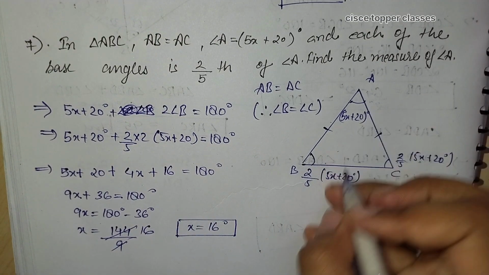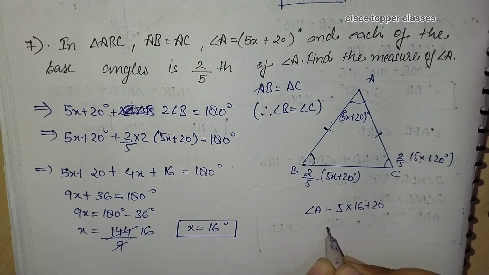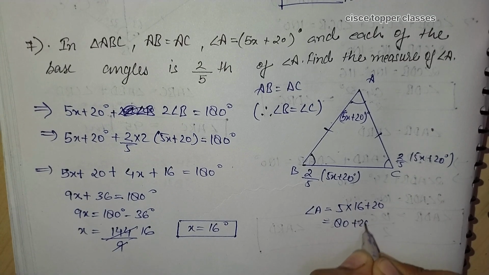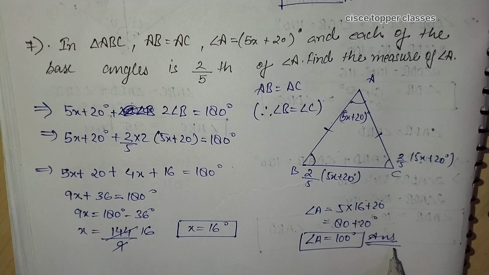Now we have to find the measure of angle A. From here, angle A is equal to 5 into 16 plus 20. So this will be 85 into 16 plus 20 degree equal to 100. Means angle A from here we got as 100. This is only we have to find. So this is the answer of the seventh question.